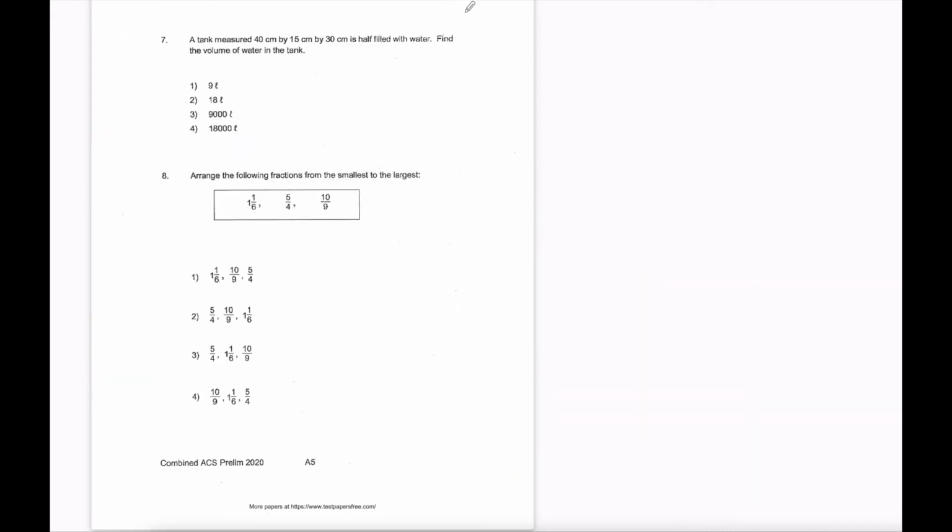Okay, question 7. A tank measured 40 cm by 15 cm by 30 cm is half filled with water. Find the volume of water in the tank. So these are the dimensions, and it's half filled. Let's find out how much water the tank can fill first, okay? So the total volume will be 40 times 15 times 30, okay? So what is 15 times 4? We are going to count it here. So it's 60, correct? So I need to add another 0, okay, because it's actually a 40. So that's the trick. We don't add a 0 here, but we just add a 0 at the back after we are done with 15 times 4.